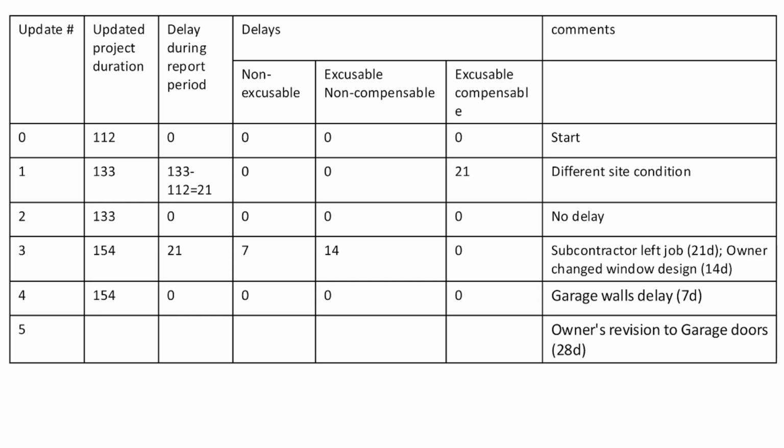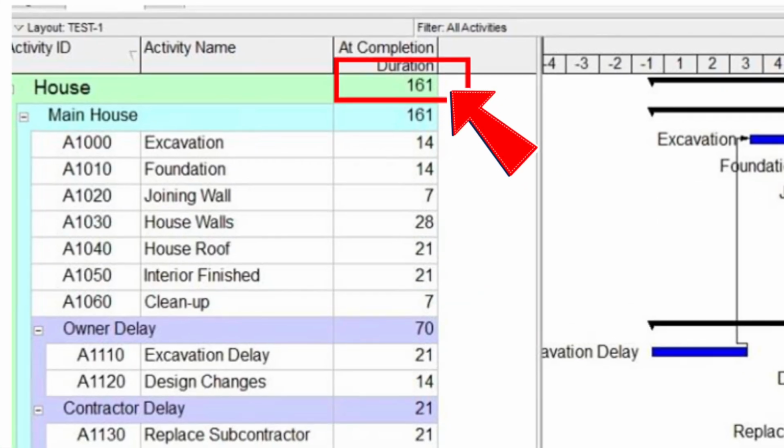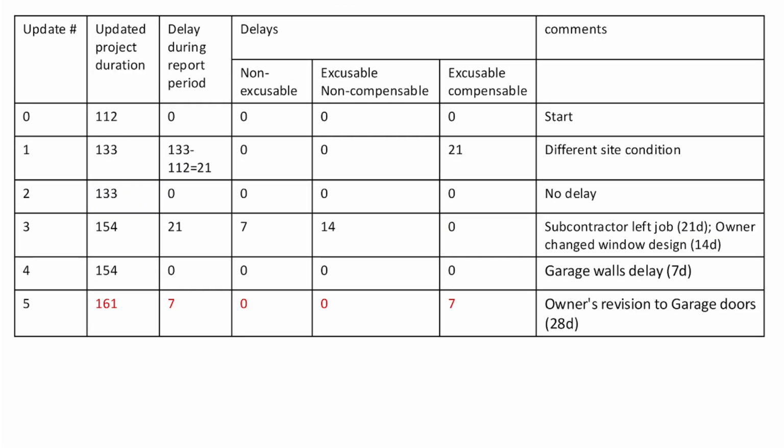In window 5, the owner made a revision to the garage doors, causing a 28-day delay to that activity. After updating the schedule, the new project duration became 161 days. When we add this to our table and compare it to the previous update, we see that the project was pushed by 7 days during this window. Now, here's something interesting. Even though the owner's delay was 28 days, the project only got delayed by 7 days.